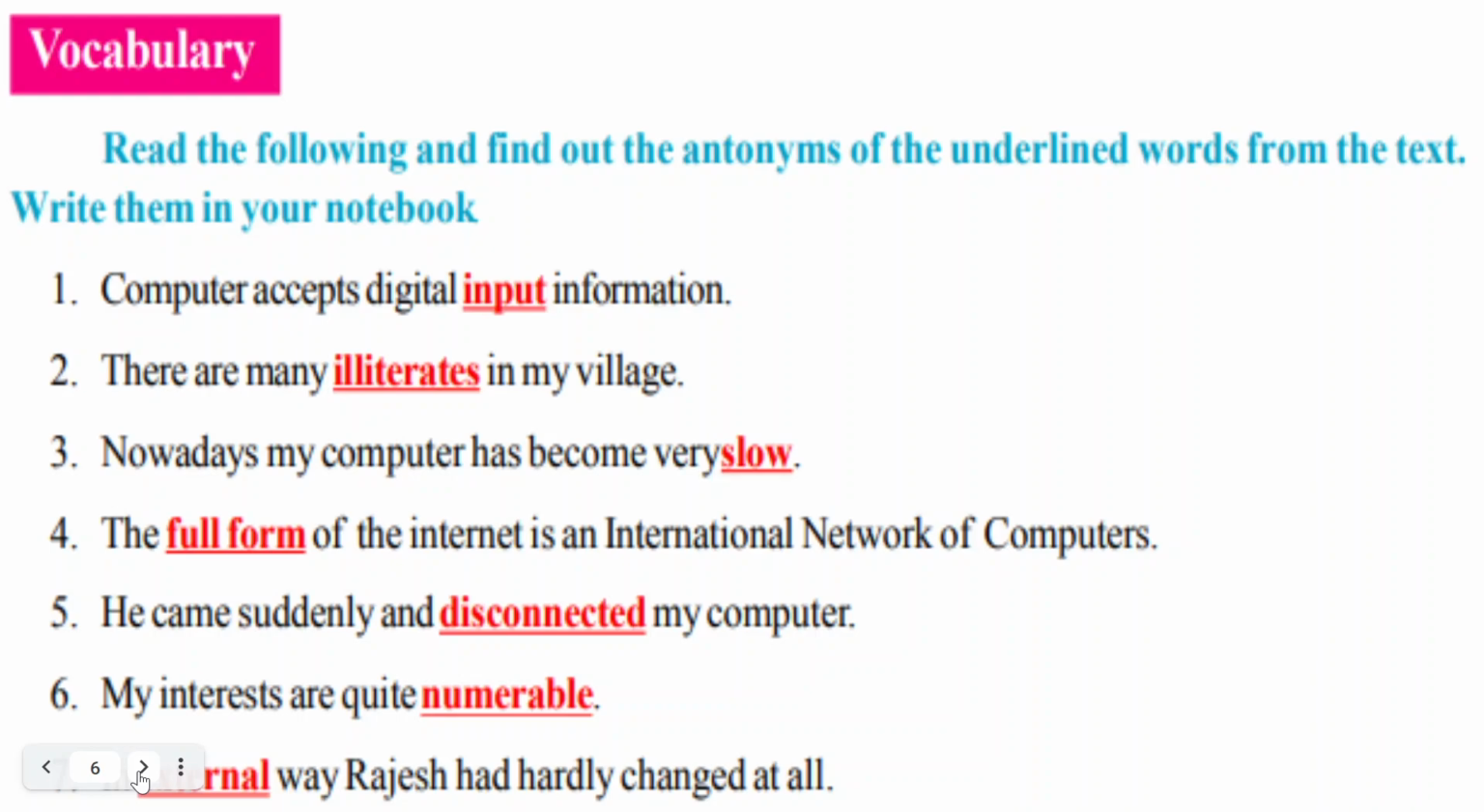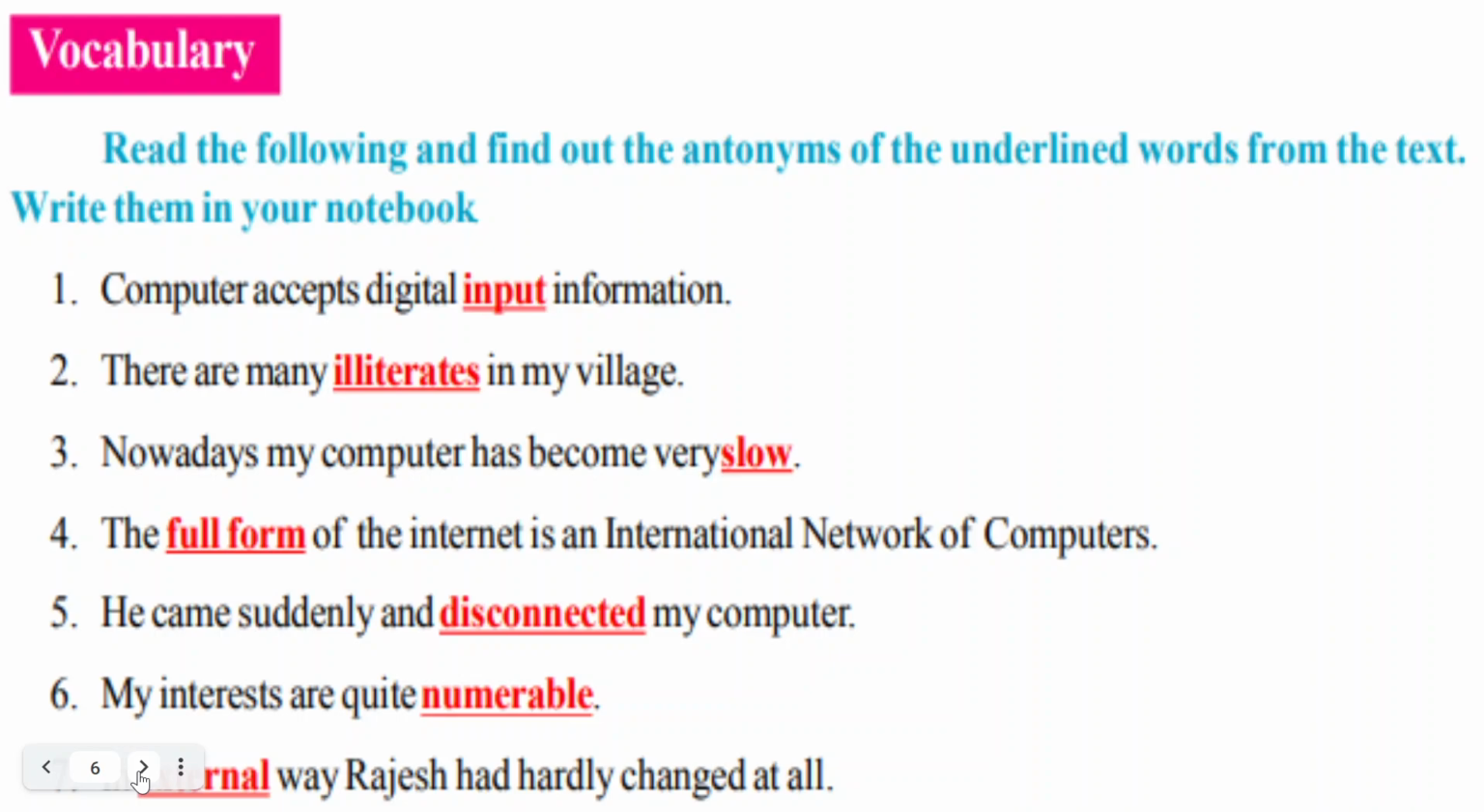Read the following and find out the antonyms of the underlined word from the text and write them in your answer book. So this is the question that is asked in the examination also, like this only. The words are embedded in the sentence. So based on that, you have to guess the meaning and write the opposite of that. So here the computer accepts the digital input information. So input is underlined. So you have to write the opposite of that.